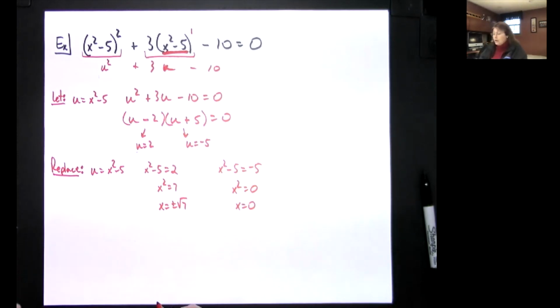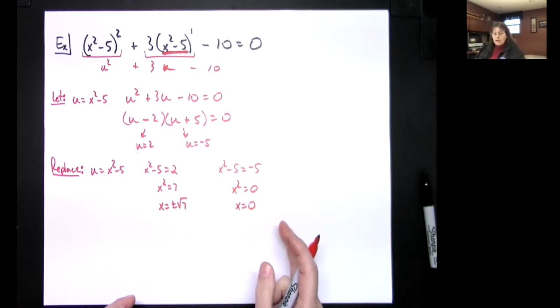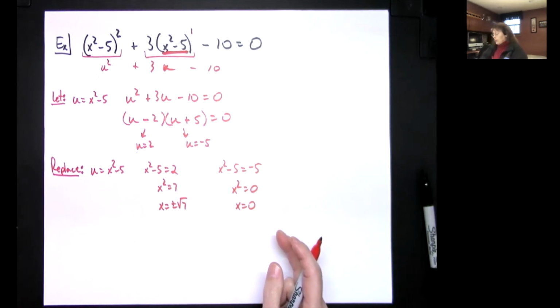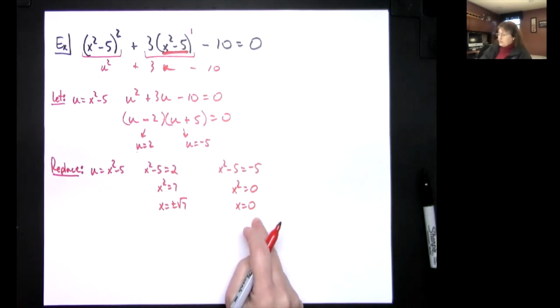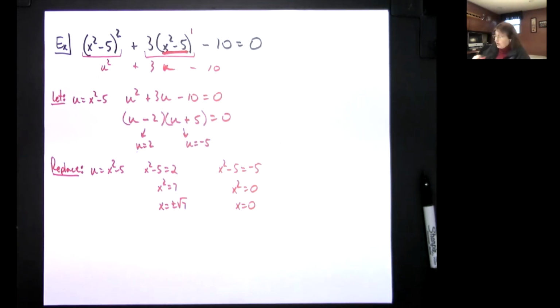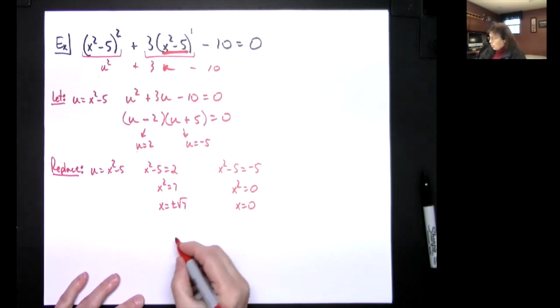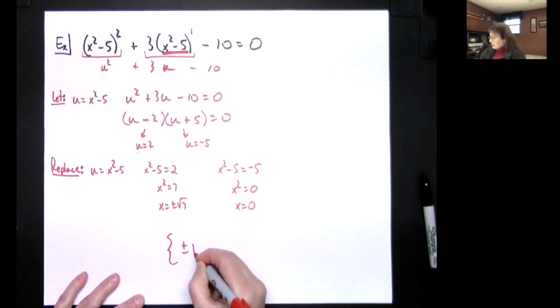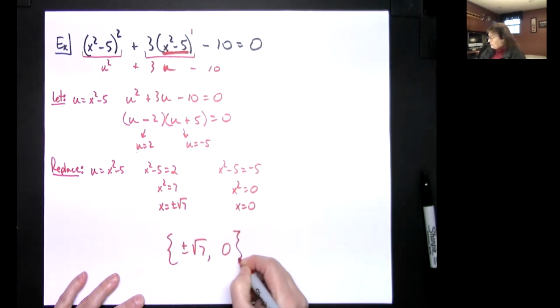This one has 3 different solutions, plus or minus square root of 7 and 0. You should check. I'm pretty sure in my online notes I've got that they all work. So if they all work, then we would have all 3 of them like that. Just doing a real quick check there.